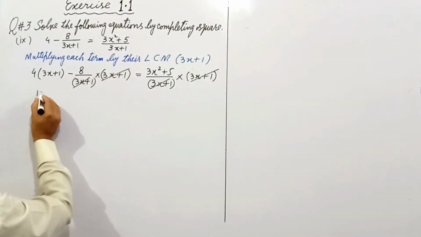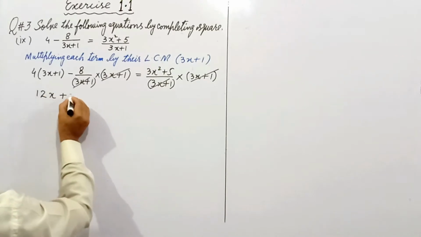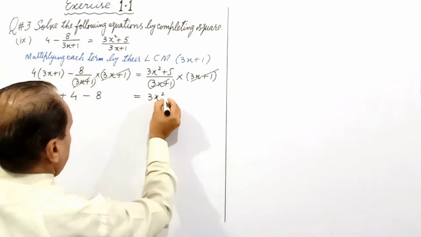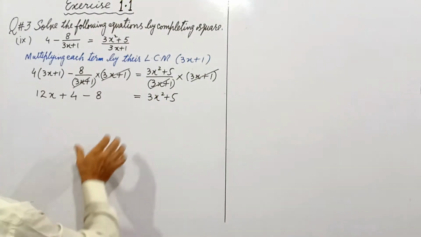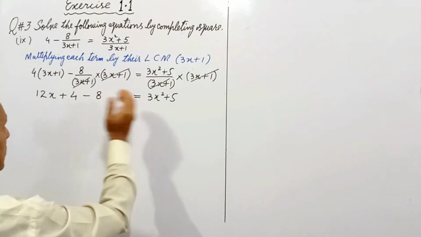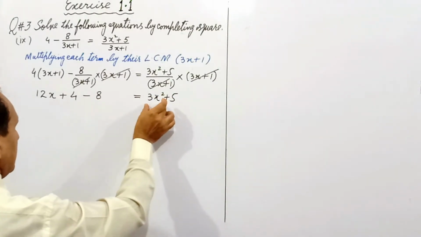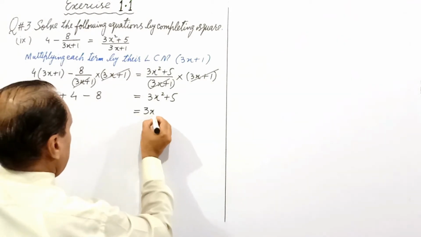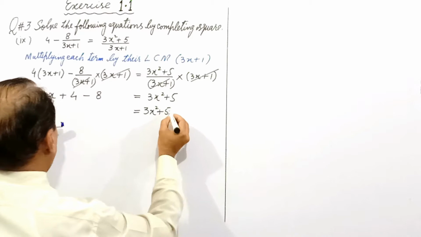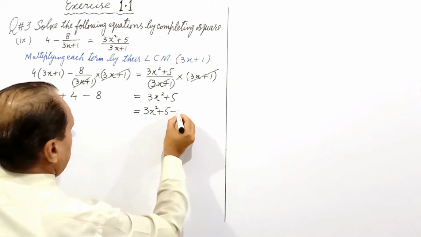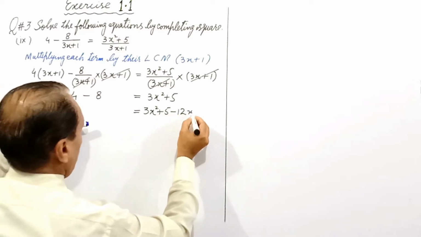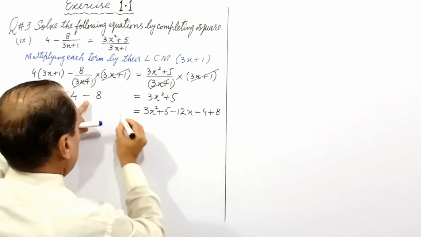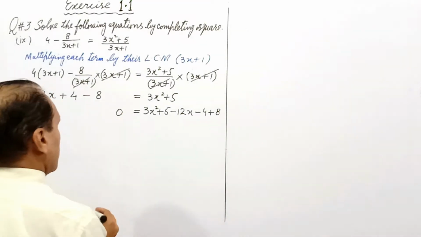4 3s are 12x plus 4 1s are 4 minus 8 is equal to 3x square plus 5. To convert it into standard form, we take all these values to the right hand side, as 3x square is positive and that is present on the right hand side. So we have 3x square plus 5 plus 12x is taken to the right hand side, becomes minus 12x, 4 becomes minus 4 and minus 8 becomes plus 8, and on the left hand side we left 0.